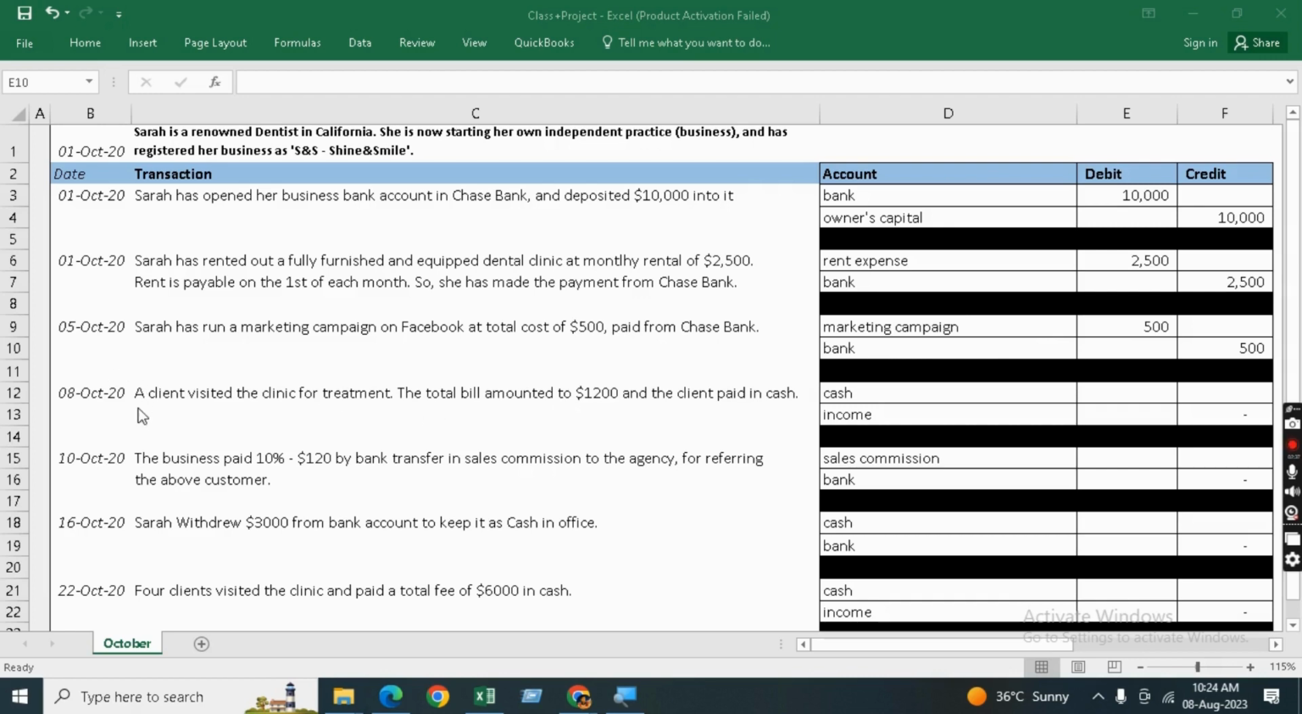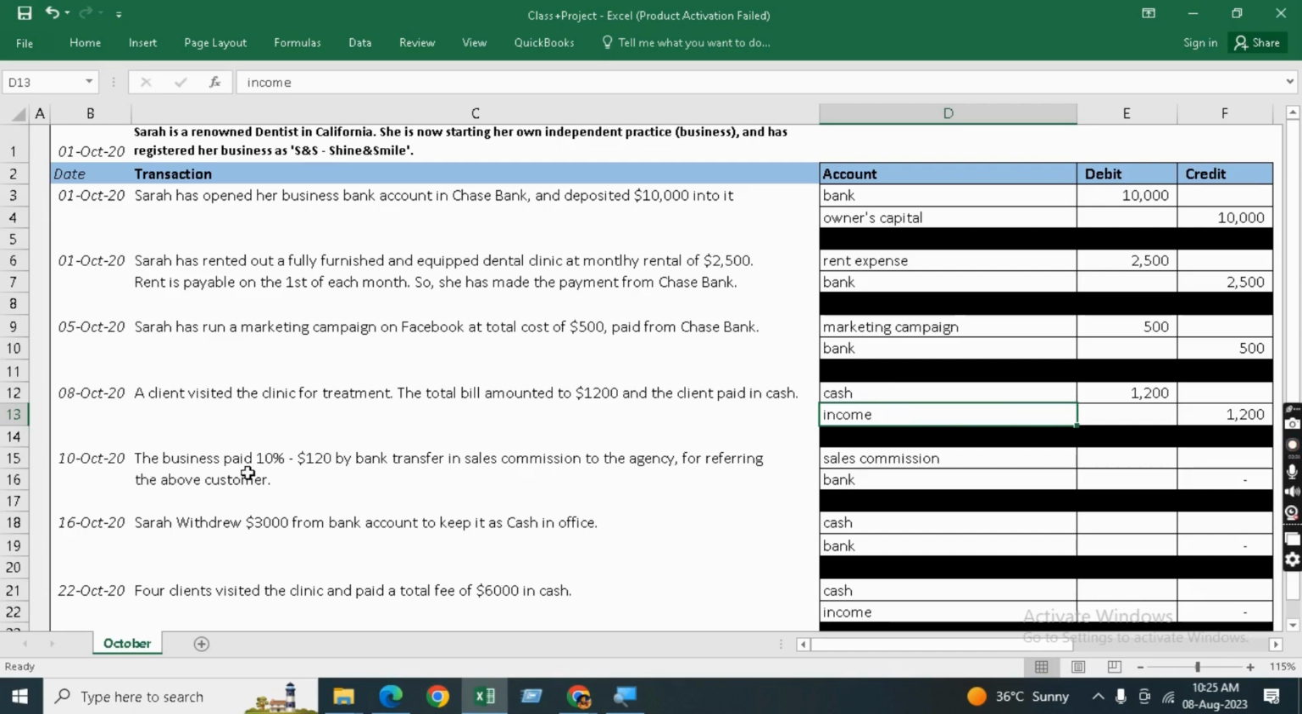Chase Bank. Moving to the next transaction, a client visited the clinic for treatment. The total bill amounted to 1,200, and the client paid it in cash. Since the cash is coming in to us, cash is debited by $1,200. And since we earned this money by offering our services, the credit entry will be in the form of income.